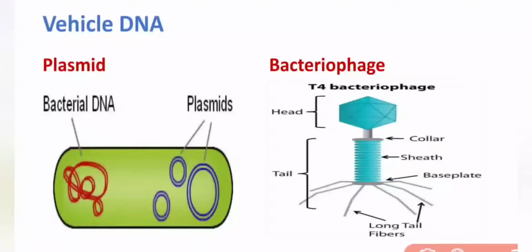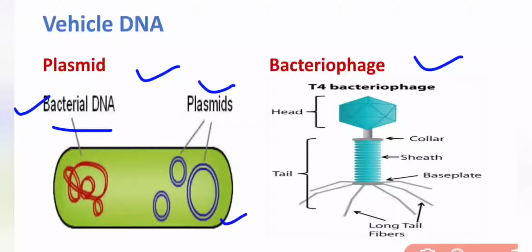This is a diagram of vehicular DNA where the plasmid DNA is shown to you and the bacteriophage is shown to you. These two are used as cloning vectors. Here you can see in a bacterial cell, the bacterial own genome, that is the bacterial own DNA, is lying separately in the bacterial cell, whereas plasmids are circular extrachromosomal DNA having the ability of self-replication.